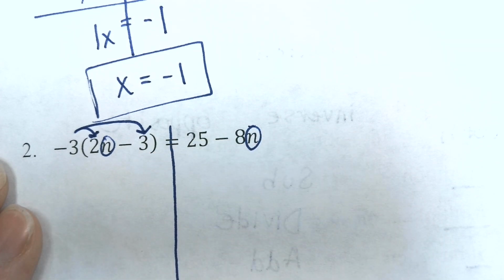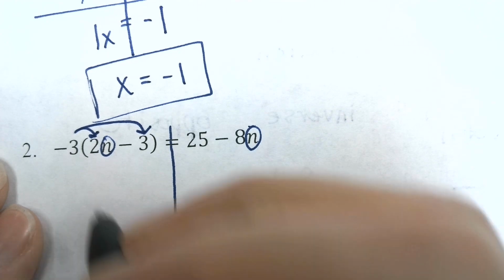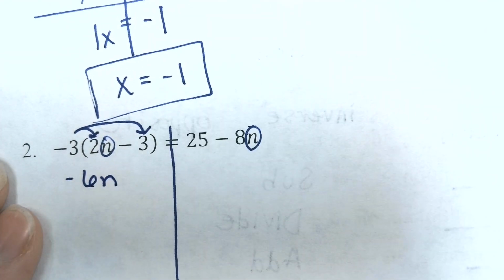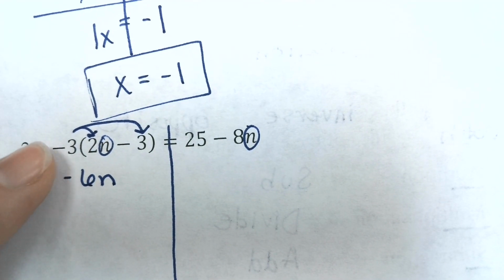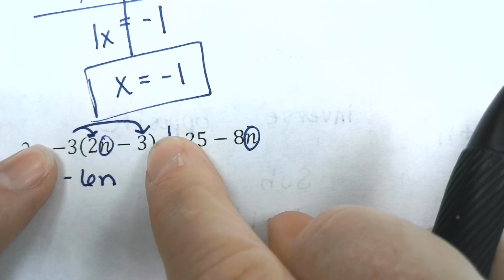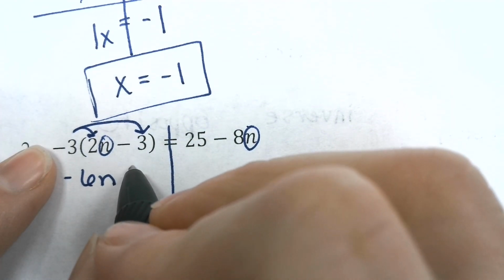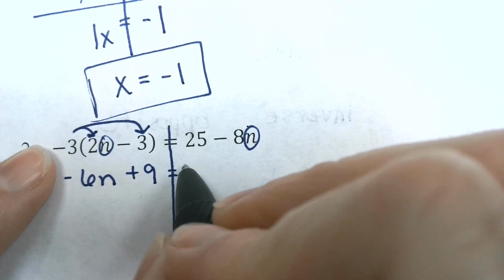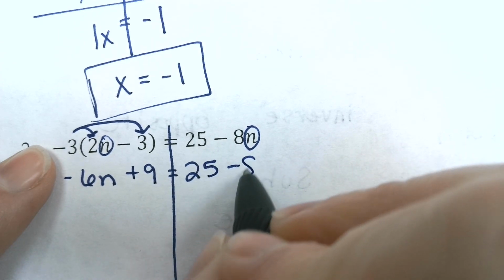Negative 3 times 2. You can put that in the calculator. Negative 3 times 2. Negative 6n. But don't forget, you're also distributing it to the negative 3. So negative 3 times negative 3. Yep. So plus 9 equals 25 minus 8n.